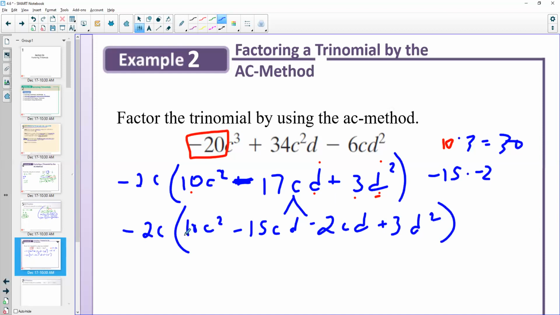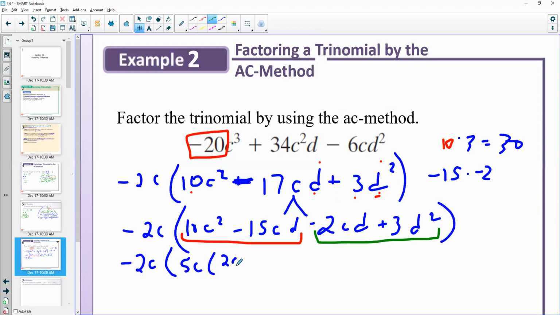All right, so now I'm going to group. Here's one group. Oh, I tried to use the same color twice. Here's the other group. -2C stays here. So what am I going to take out of 10C squared minus 15CD? I can take out a 5C. That leaves me with 2C minus 3D.